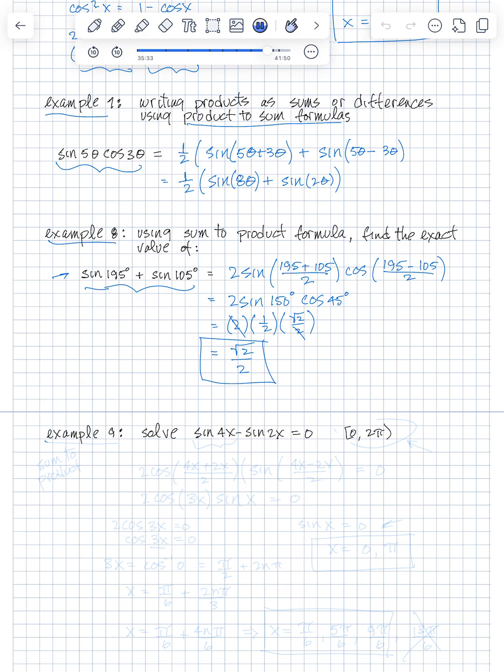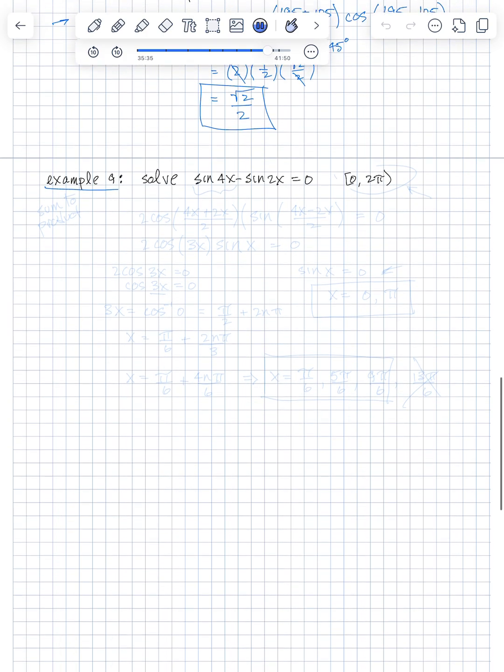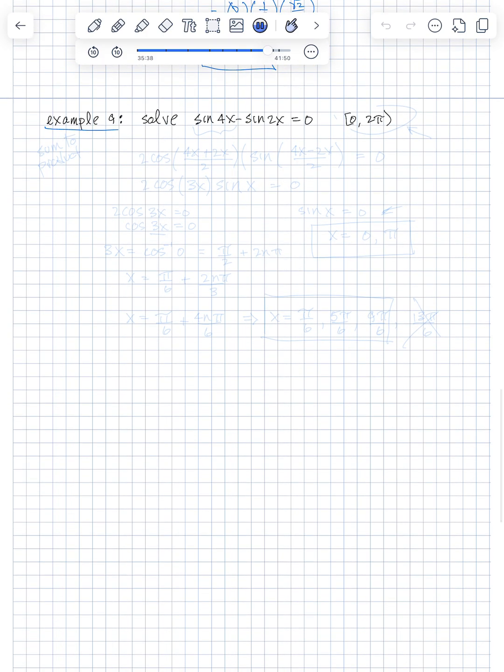Alrighty, we have reached example 9, which is our last example in chapter 5. And we're going to solve it as a sum to product. So let's look at it. We have to solve the sine of 4x minus sine of 2x equals 0, and we have our interval 0 to 2 pi. So let's take care of the sine of 4x. That's going to be a double angle formula.